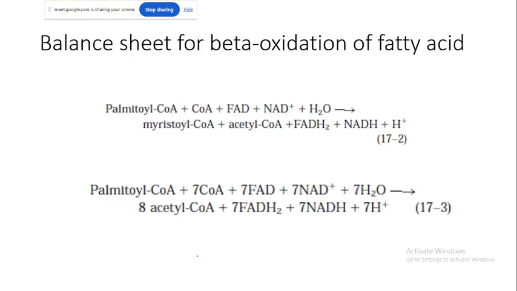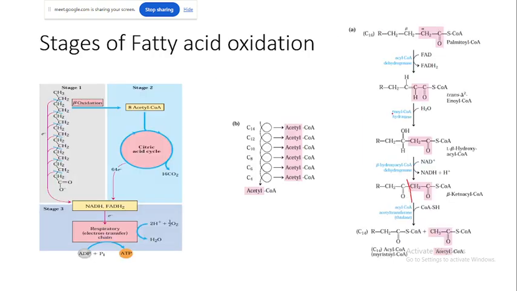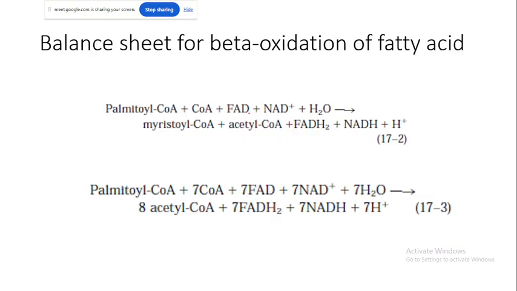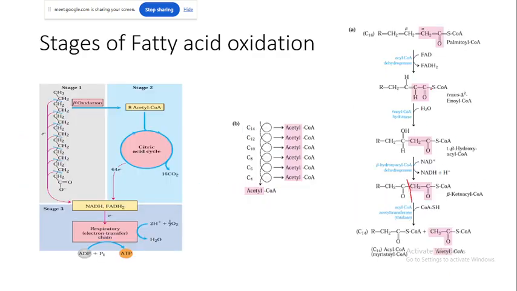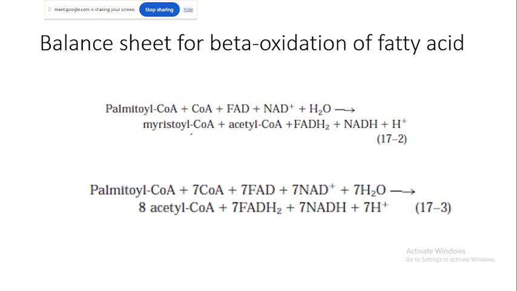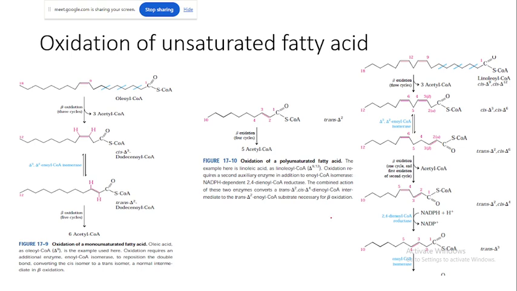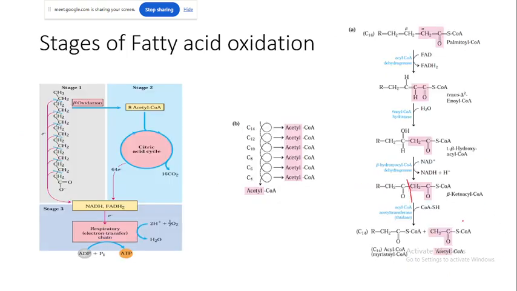So that is the balance sheet for one round of beta oxidation from palmitoyl CoA. It is consuming one molecule of NAD plus, one molecule of FAD, and one molecule of coenzyme A, and of course one molecule of H2O, because in this step H2O is used, right? So it is forming myristoyl CoA, which is C14, right?